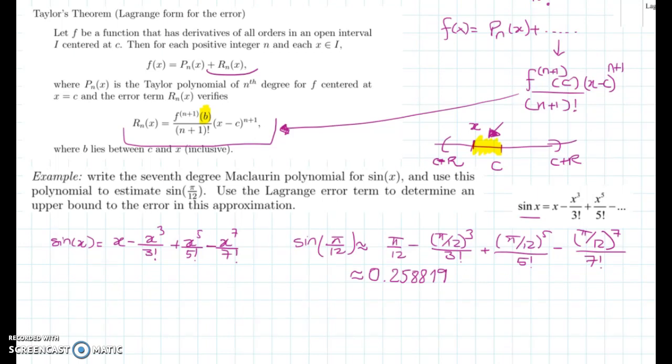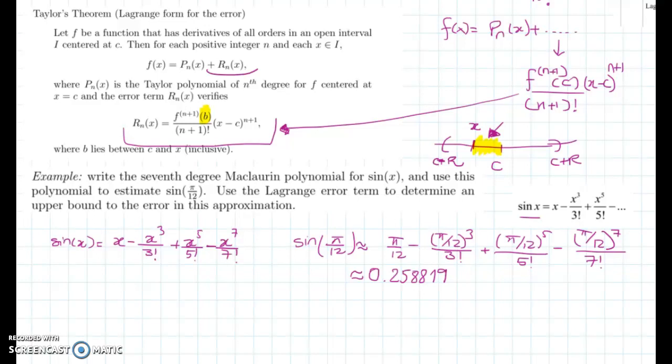So we want to have a bound for the error. We're going to have, of course, an upper bound. That's what makes sense to find. And we're going to use the Lagrange error term. So that means we are going to be talking about the next term in our polynomial.